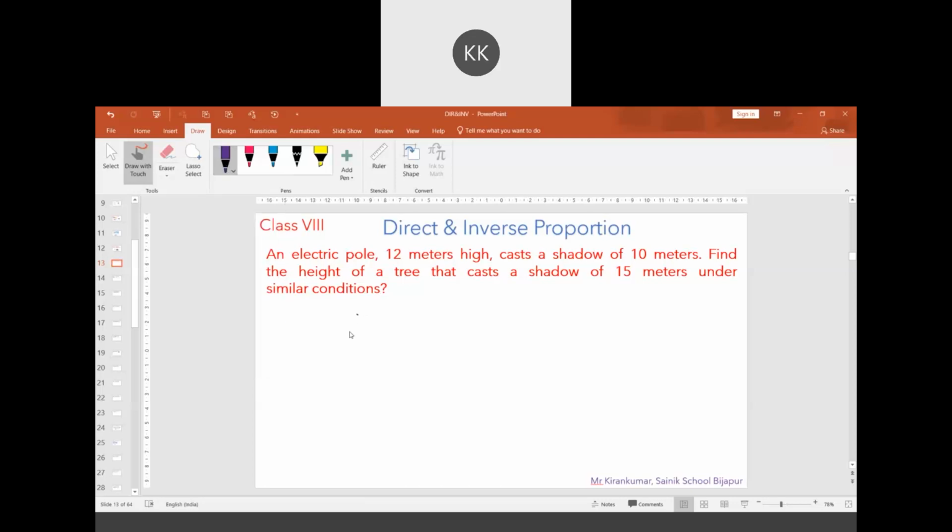12 into 15 is 10x. Sir, by cross multiplication. 12 meters will cast a shadow of 10 meters. The actual height of the tree should be found, and the shadow is 15 meters. It's like cross multiplication. 15 into 12 divided by 10 is equal to 18 meters height.